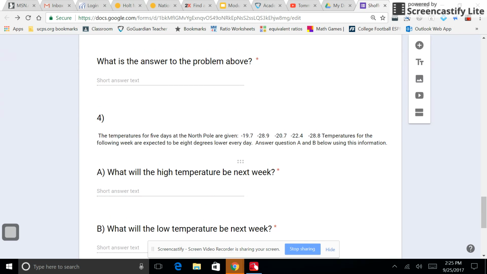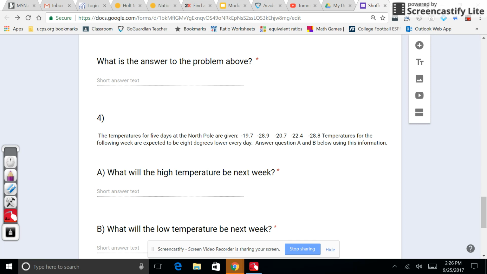Question number 4 says the temperatures for 5 days at the North Pole are given: negative 19.7, negative 28.9, negative 20.7, negative 22.4, and negative 28.8. Temperatures for the following week are expected to be 8 degrees lower every day. Answer questions A and B using the following information. So it wants to know what the high temperature and the low temperature will be next week.